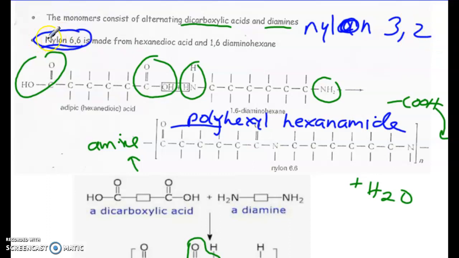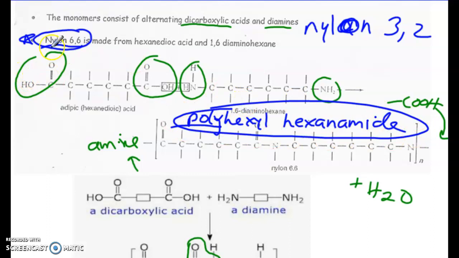So when I ask you for the name of your polymer, I always want the IUPAC name. But if you read or come across nylon, I do expect you to know the order and what the numbers represent. So if you're told nylon 3,2, to go about drawing that or understand the meaning of that, you should be able to do that.